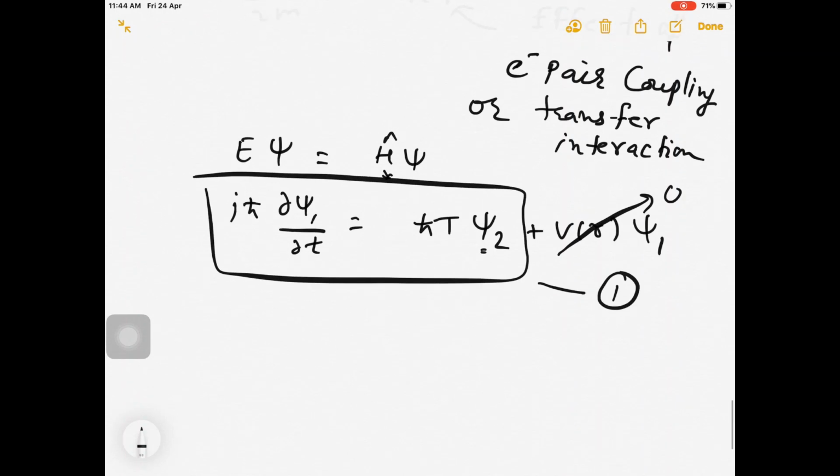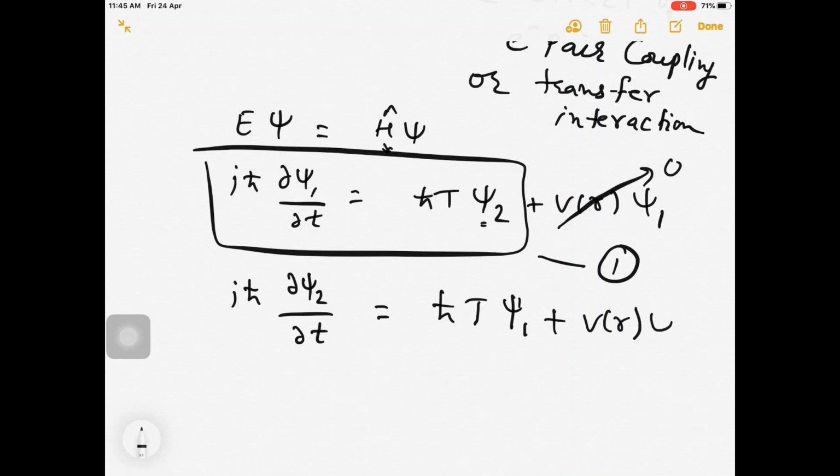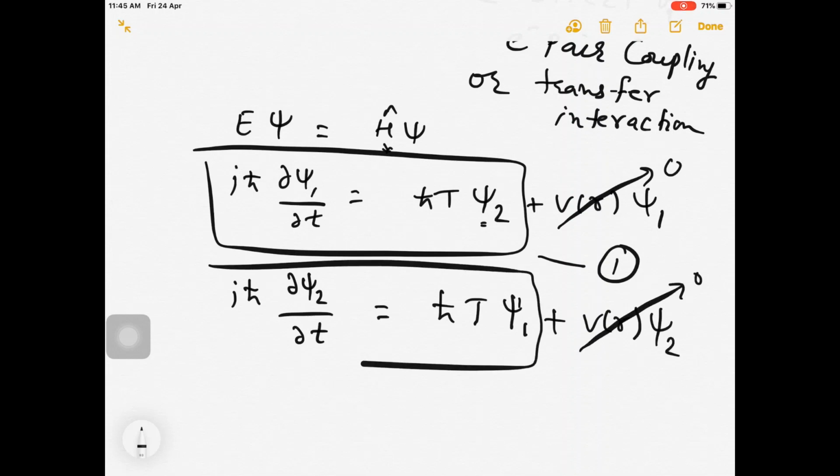Similarly I can write for the second superconductor: iota h cut del psi 2 divided by del t equals h cut T psi 1, the transfer interaction from psi 1, plus V of r psi 2. Since potential is 0, again this term is 0. So this is equation second.